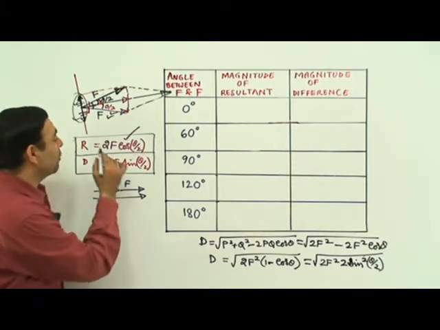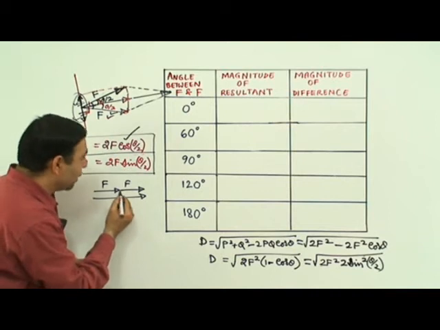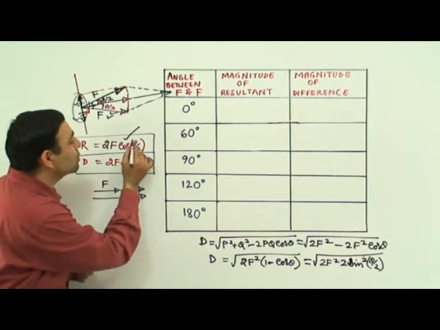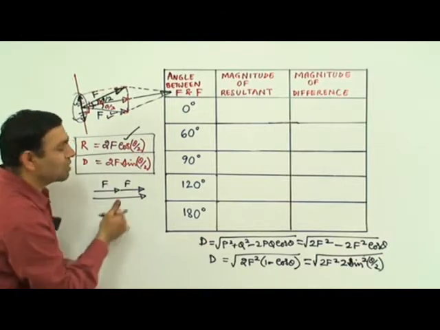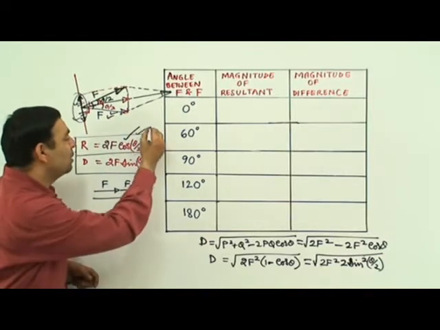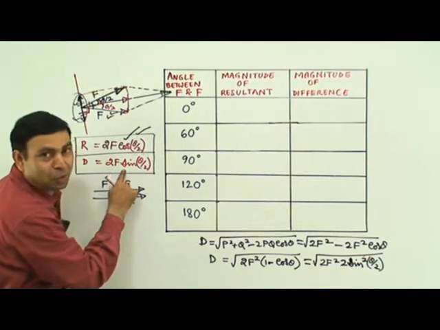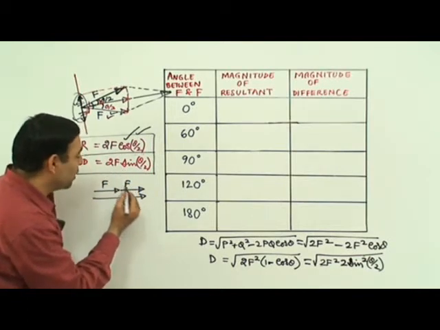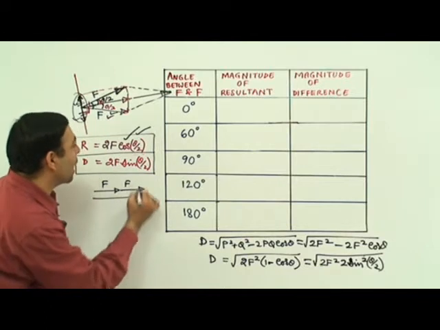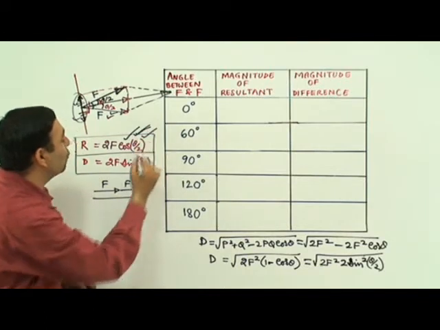You see, if f and f are at an angle 0 degree, cos 0 is 1, and cos 0 by 2 is also cos 0. So this is 1, 2f into 1 will be 2f, and resultant becomes 2f. That happens over here. That doesn't happen over here, you know, sin 0 is 0. So when f and f are at angle 0 degree, definitely the result should be 2f, we know, and that happens over here. So this should be the formula for resultant.